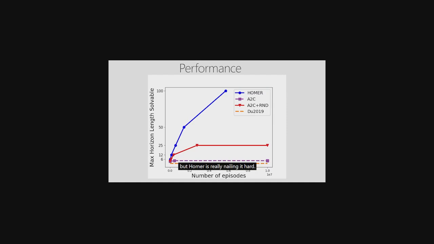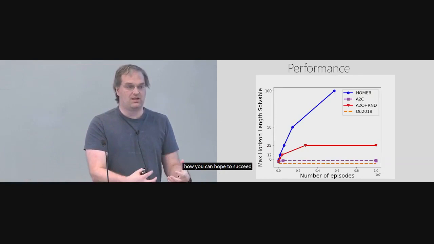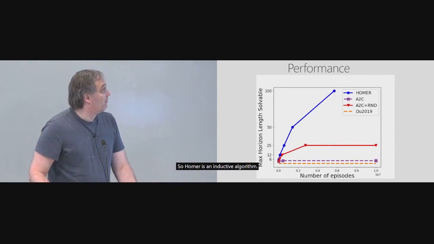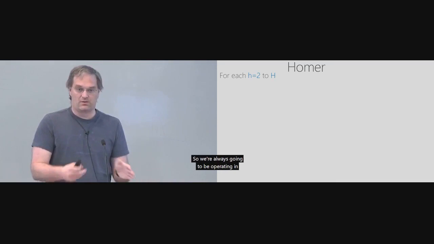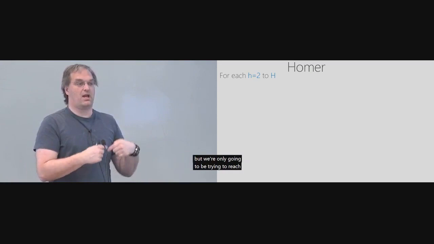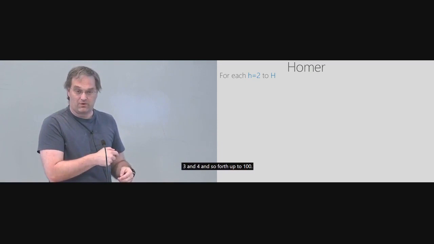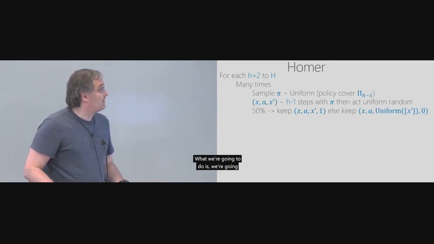So I want to give you a sense of how this works, because I think that gives you a sense of how you can hope to succeed in solving this very hard problem directly. So Homer is an inductive algorithm. So we're always going to be operating in the horizon 100 situation, but we're only going to be trying to reach the horizon 2 states initially, and then the horizon 3 and 4 and so forth up to 100. And what we're going to do is we're going to assume something inductively.